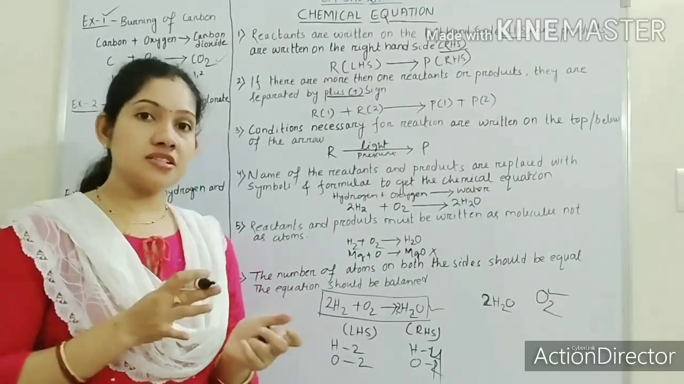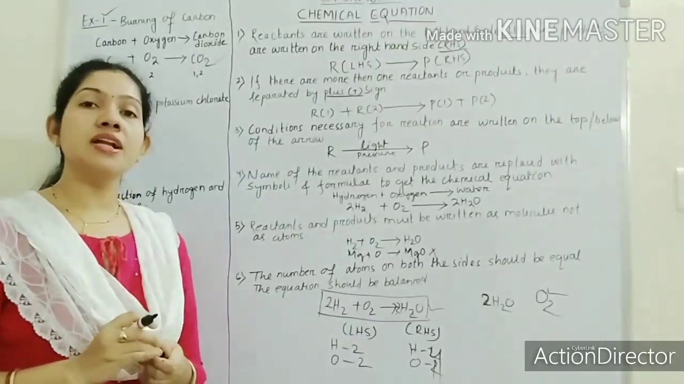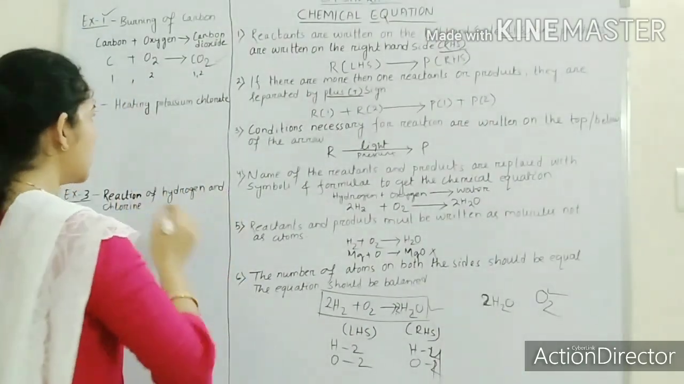So the next example, let us discuss. The next one is heating potassium chloride. What product will we get when we heat potassium chloride? So we can write the word equation at first.